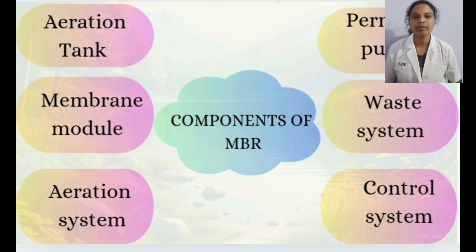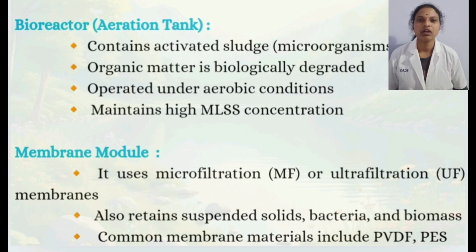The membrane bioreactor has various components such as aeration system and tank, membrane module, control system and waste system, and also the permeate pump. Let us see the components in detail. Bioreactor or aeration tank, in which the sludge is placed and the microorganisms are activated to degrade the organic matters into simple form. It is operated under aerobic conditions.